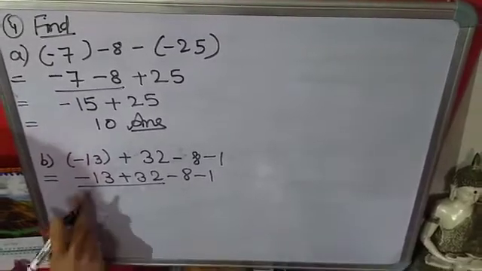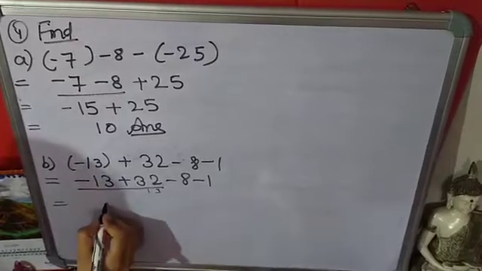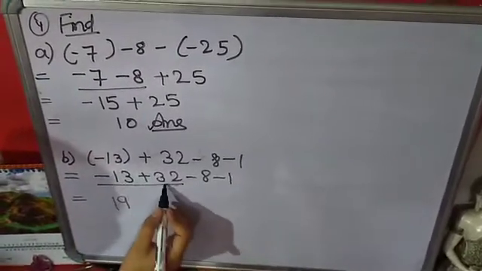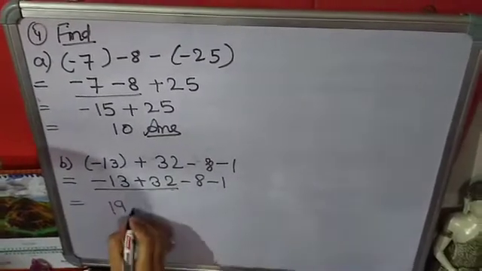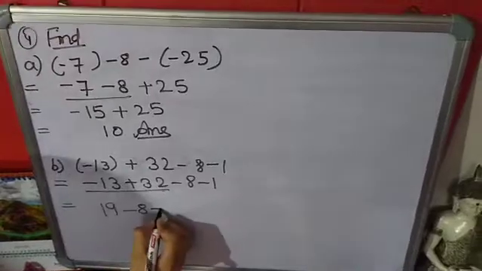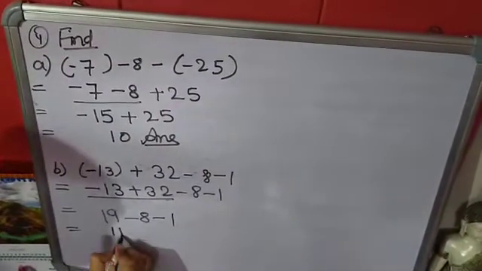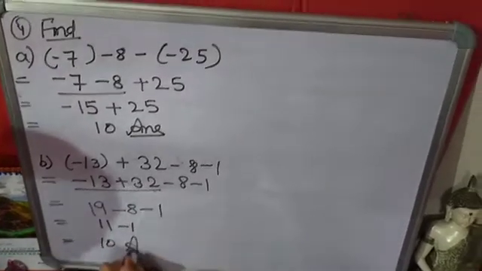Now next is, again open the bracket. Solve first two numbers, minus plus minus, so subtract it, it will be 19. Which is big? 32 is big, and sign is of plus. Now write down these numbers. 19 minus 8, 11, minus 1, 11 minus 1, 10.